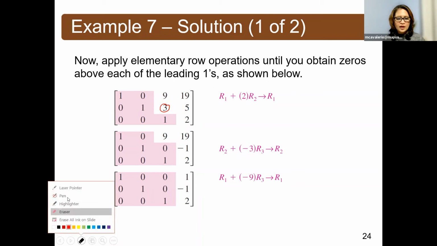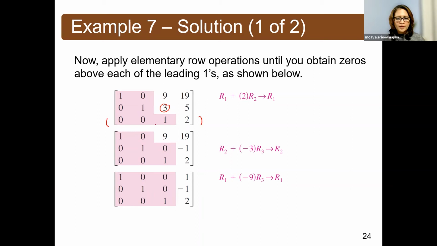So since we have it here, multiply row 3 by -3 and add it with row 2. So -3 times 0 is 0 plus 0 is still 0. -3 times 0 is 0 plus 1, it is still 1. -3 times 1 is -3 plus 3 becomes 0. -3 times 2 is -6, -6 plus 5 is -1. So this will be the new second row.